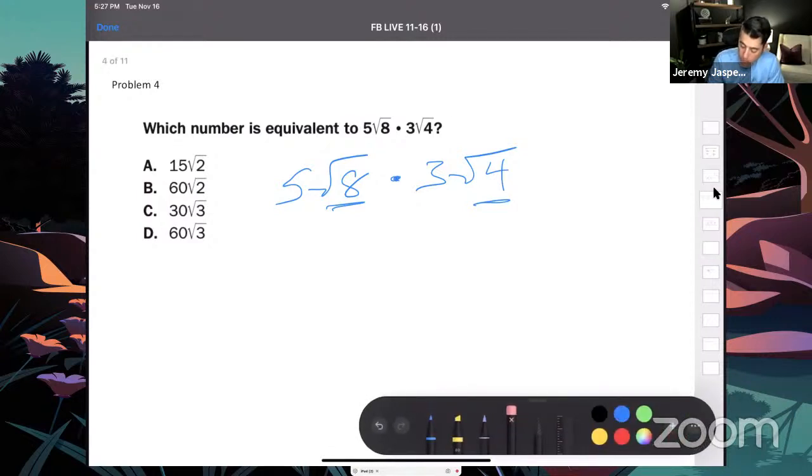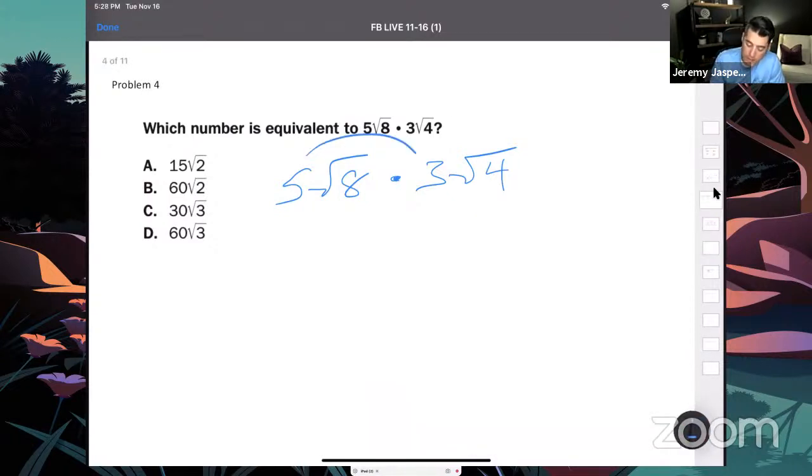So what we do first is we multiply the outside numbers. So outside goes with outside. 5 times 3 is 15. And then we go inside. They're under a square root, but it's 8 times 4, and that's going to give me 32. So my answer is 15 square roots of 32. Looking at the answer choice, I don't see any 15 square root 32. I see all these radicals with a 2 or a 3. So that means I need to simplify my radical.